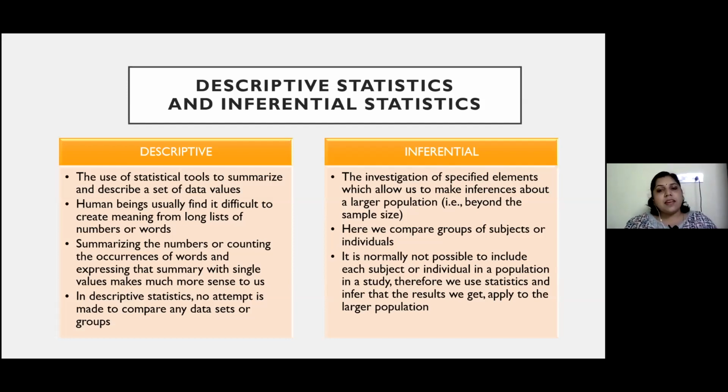So what is inferential statistics? How is it different from descriptive statistics? Inferential statistics is different because the investigation of specific elements allows us to make inferences about a large population, that is beyond the sample size. Here we compare a group of subjects or individuals. It is normally not possible to include all such subjects or individuals. But in a study, if you use this type of statistics, we have to apply certain methodology to get the result for a larger population.